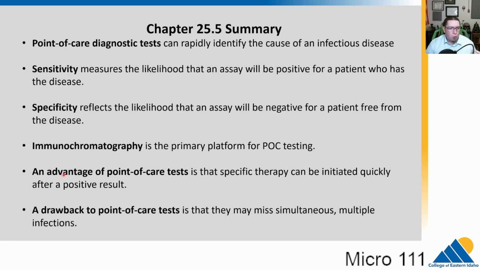All right, I think that was a cool chapter. Hopefully, you learned something about how those tests work. Home pregnancy tests work the same way. They're just looking for different hormones. And this all relies on immunochromatography, right? We have sensitivity and specificity. I would like you to know those terms and know some of the advantages and disadvantages here.